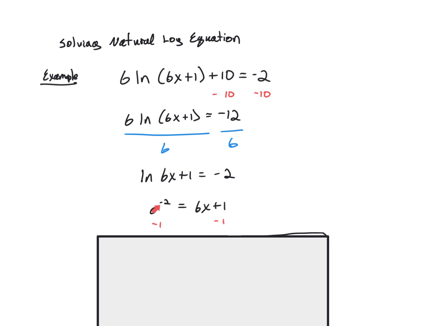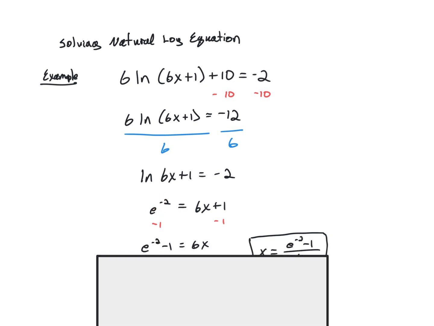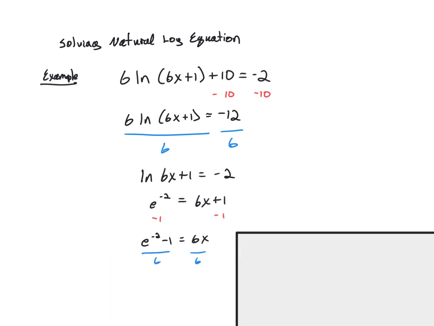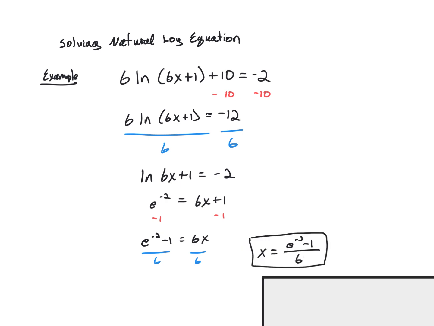And then over here, e to the negative 2 minus 1, we're just going to write that out. e to the negative 2 minus 1 equals 6x. And then to solve for x, we divide both sides by 6. So your answer is what you see here, e to the negative 2 minus 1 divided by 6. All right, and that's a look at solving log equations using the properties that we have learned in class so far.